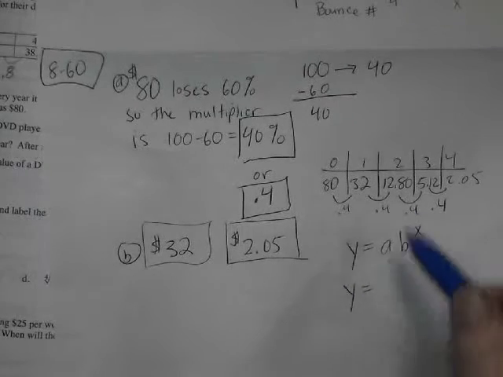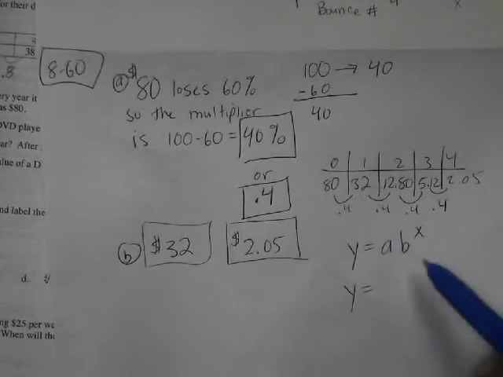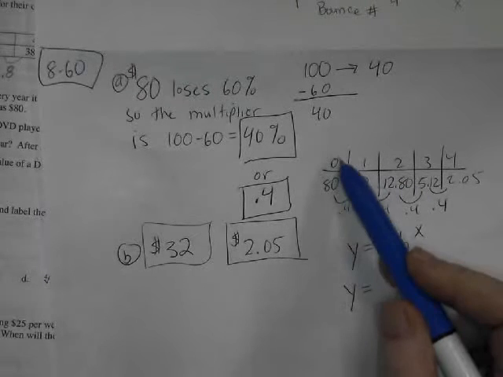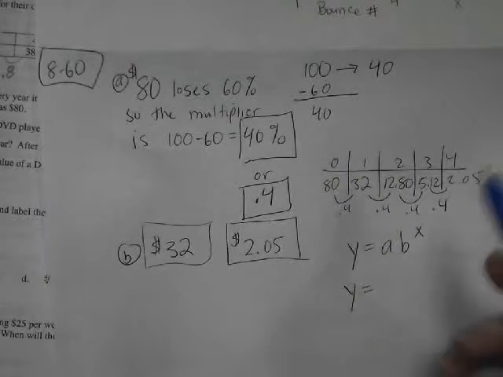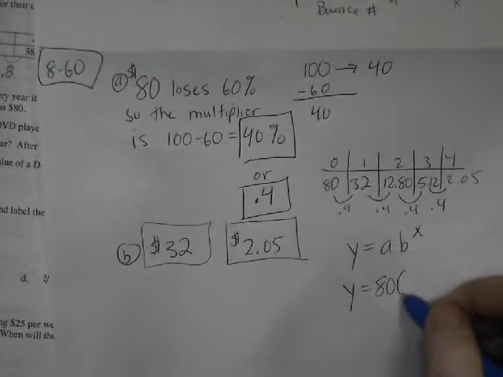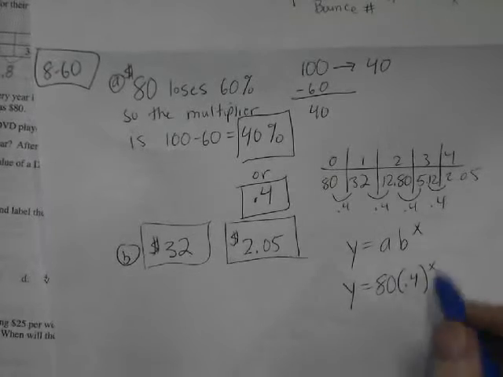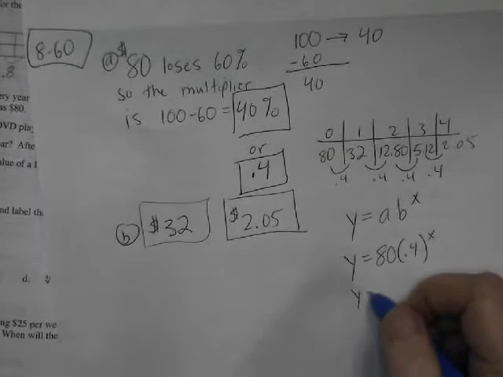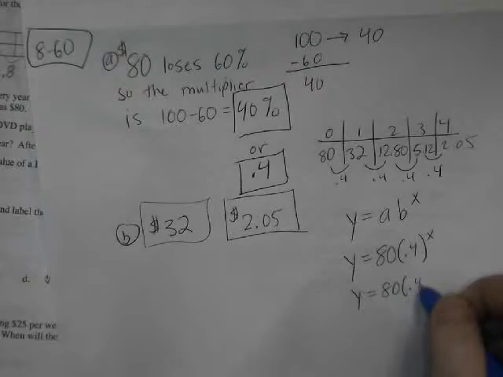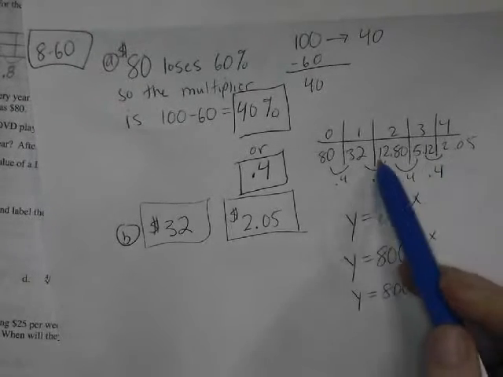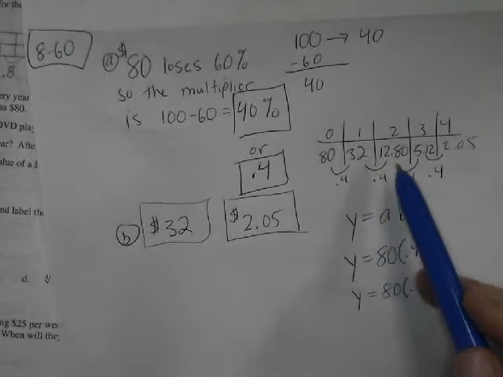What's the starting value? Wait, was it... okay, it was 80, sorry. And then 0.4. So if I wanted to, I could use this little formula, and I could have just gone like this: y equals 80 times 0.4 to the fourth, right? Because that's the number I was looking for. We had to go times 0.4 times 0.4 times 0.4 times 0.4.